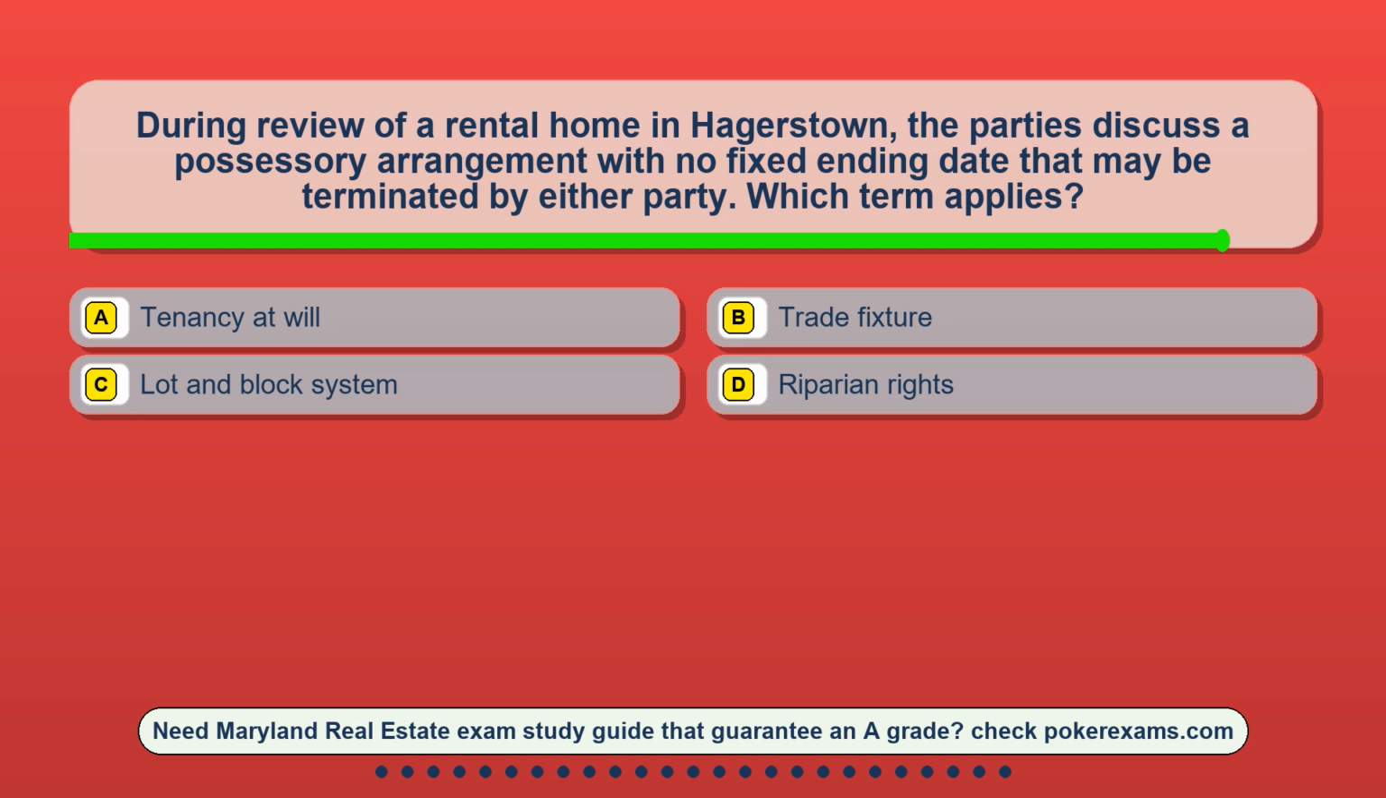Question 4. During review of a rental home in Hagerstown, the parties discuss a possessory arrangement with no fixed ending date that may be terminated by either party. Which term applies? Option A, tenancy at will. Option B, trade fixture. Option C, lot and block system. Option D, riparian rights.